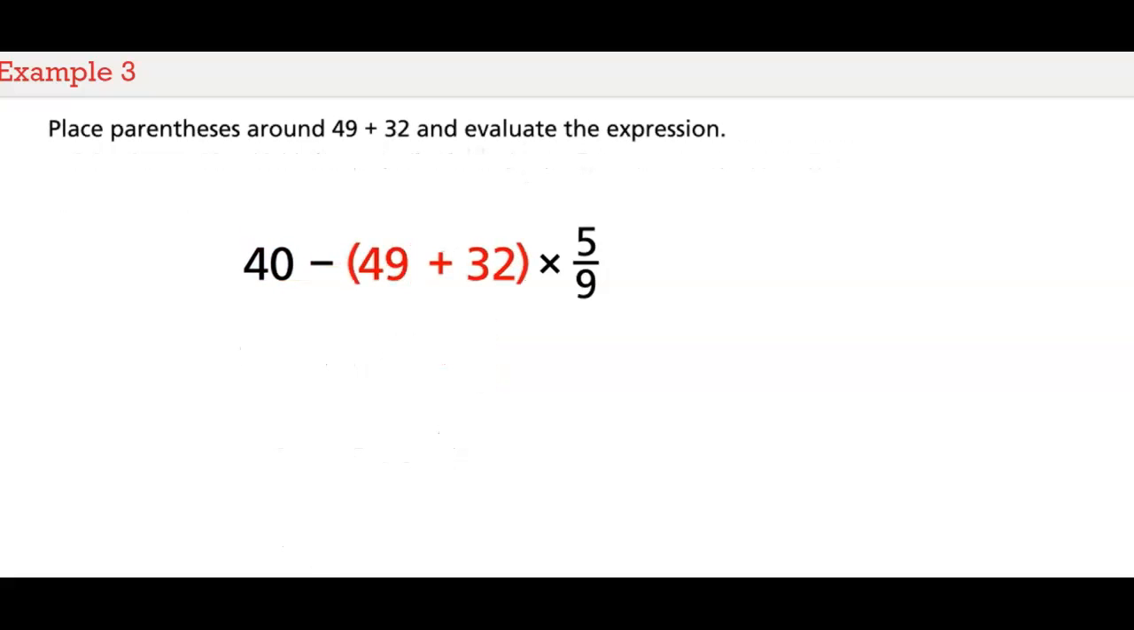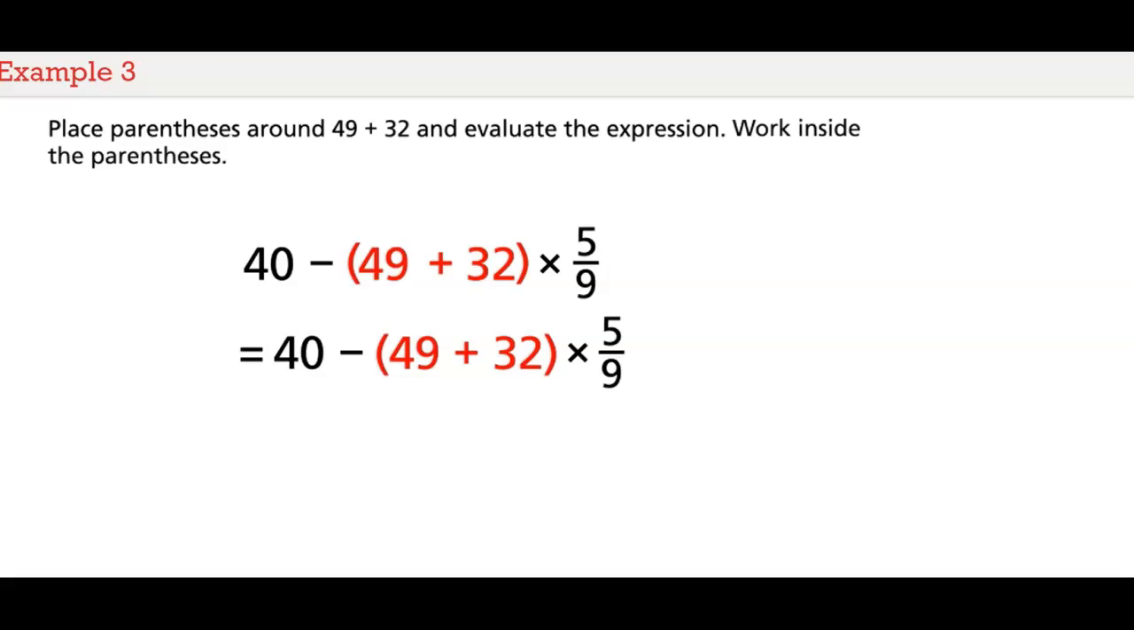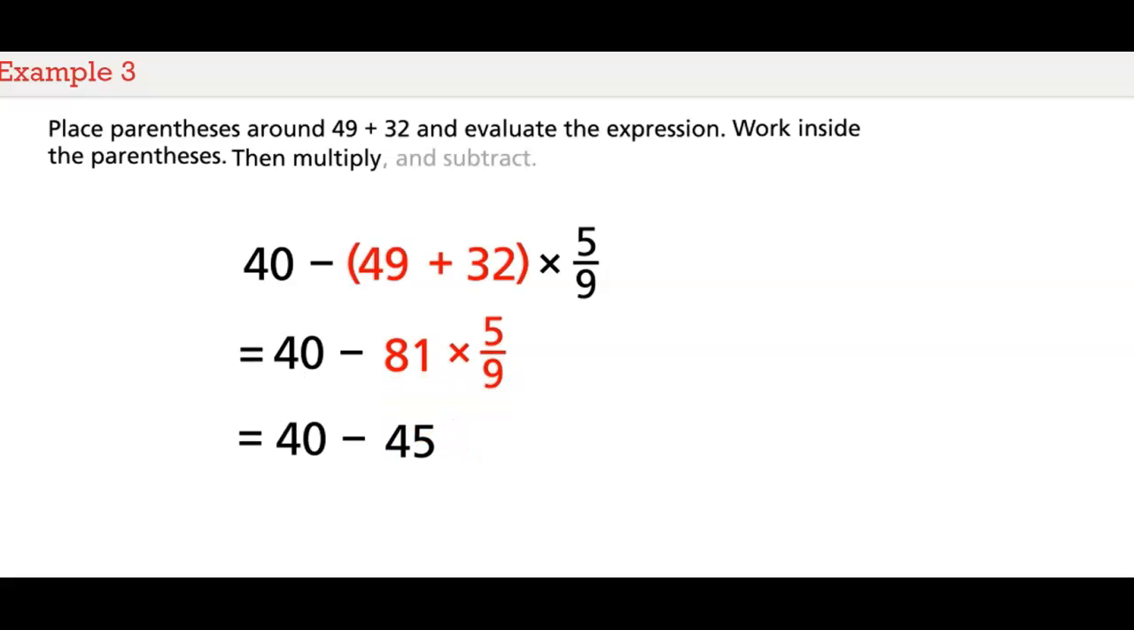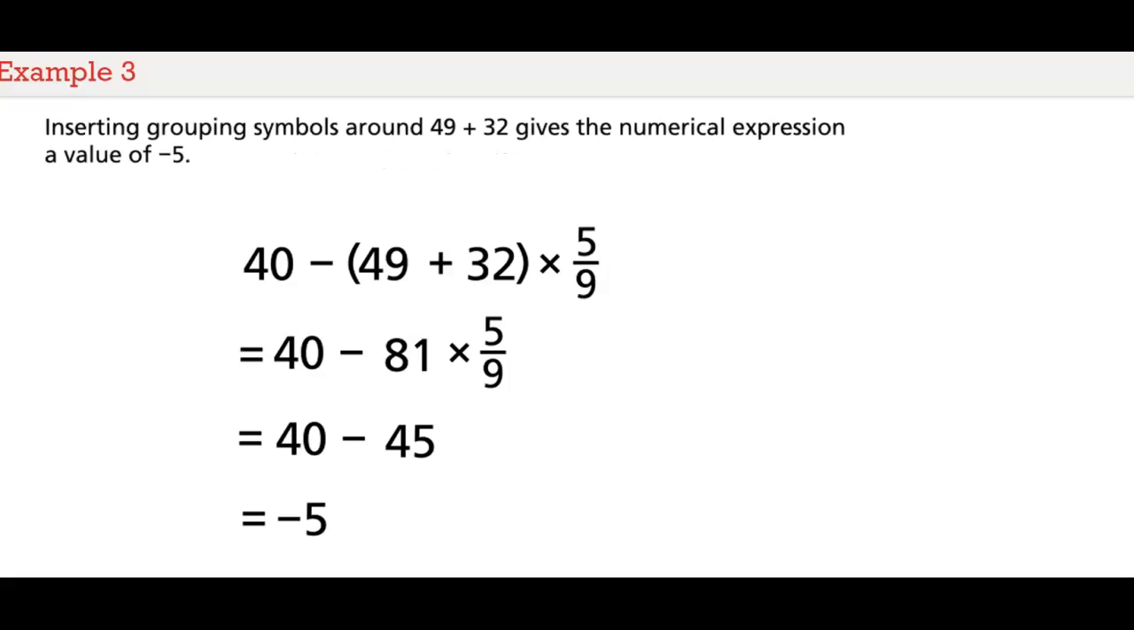Now, try placing parentheses around 49 plus 32 and evaluate the expression. First, work inside the parentheses. 49 plus 32 equals 81. Then, you need to multiply 81 by 5/9, which equals 45, and subtract. The difference is -5. Inserting grouping symbols around 49 plus 32 gives the numerical expression a value of -5. That's the value we wanted.